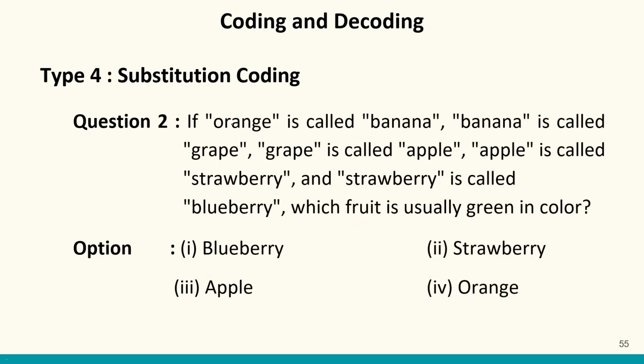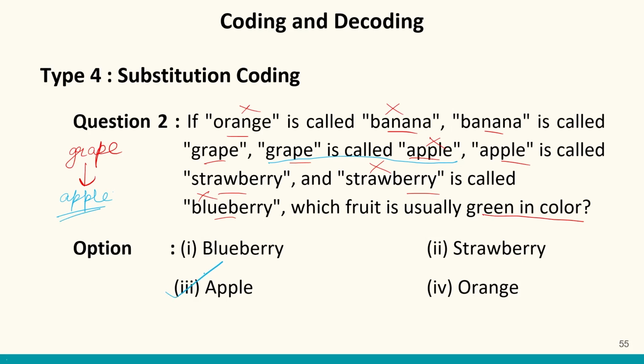Similarly, over here, orange is called banana, banana is called grape, grape is called apple, apple is called strawberry, and strawberry is called blueberry. Which fruit is usually green in color? So, out of all the fruits, orange is not green in color, banana is not green in color, apple is not green in color, strawberry is not green in color, and blueberry is also not green in color. So, my logical answer will be grape, right? But over here, grape is substituted by the word apple. This is the substitution. Grape is called apple. So, apple is the word that is used to denote grape. Substituted word. So, my answer will be option number 3, apple.